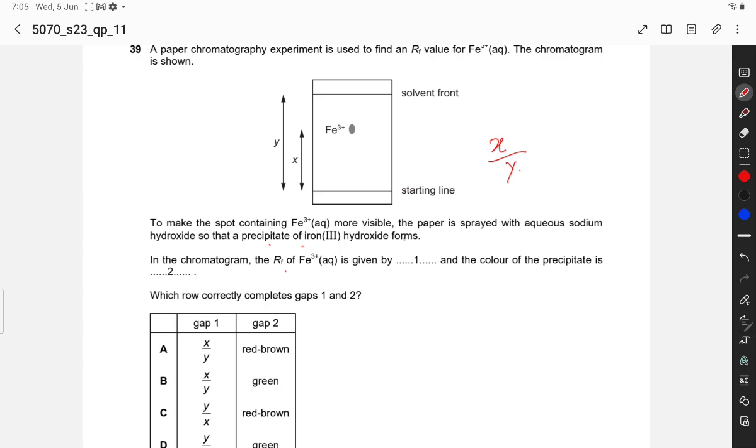The answer is x over y, because x is the distance travelled by the solute and y is the distance travelled by the solvent. This is the solvent, this is the distance travelled by the solvent, and this is the distance travelled by the solute. This is equal to the RF value, so x over y.